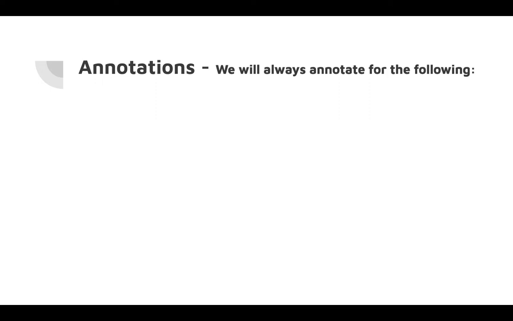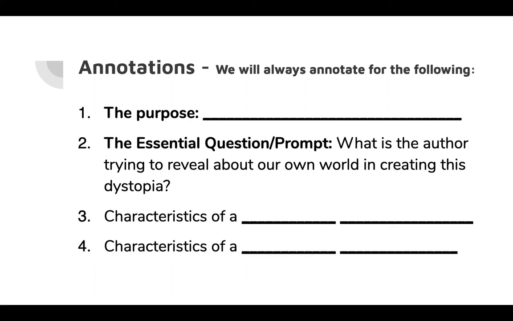So now let's talk briefly about annotations. I know you guys hate annotating, but the good news is our annotations will follow the same set of rules for all of the stories that we're going to read during this unit. So we'll read a number of science fiction stories, mostly dystopian, but maybe I'll throw some classic sci-fi in there as well. But we will annotate always for the purpose and the prompt, right? The two Ps. The purpose is always the same, to understand what we read. And our prompt is actually an essential question. It'll be the same for every single story, which is, what is the author trying to reveal about our own world in creating this dystopia?